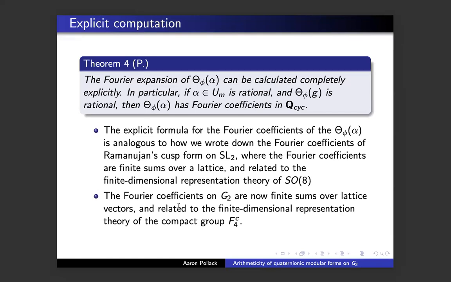Okay, so this gives you a way to create lots of cusforms on G2 of weight 4 plus M. And so the weight has to be at least 4. And also, when you do this process to create these cusforms, it gives you a way to control the Fourier expansions. Okay, we can say something pretty concrete, or completely concrete, about the Fourier coefficients.